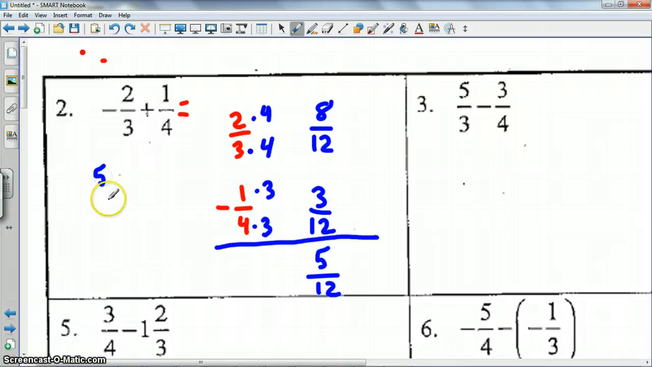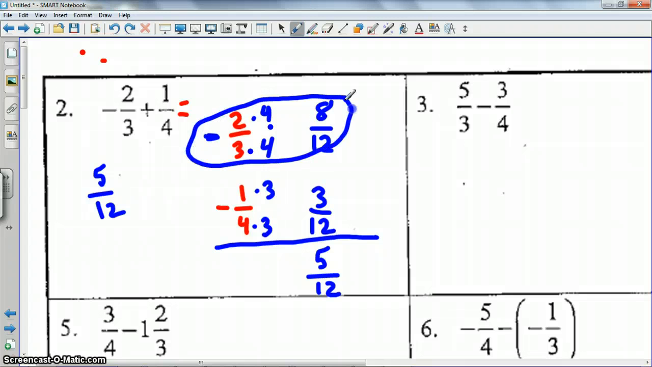So it's 5/12. And then we always have to check for our sign. It looks like the 2/3 was negative, so that was the negative number. And 8/12 is bigger, so this was bigger. So that should be negative. So it equals negative 5/12, and that would be the answer.